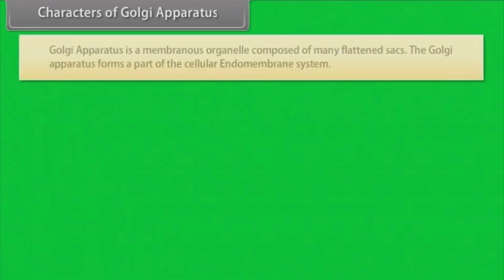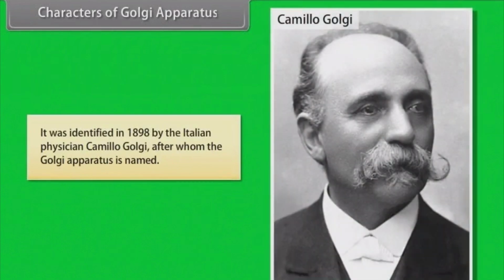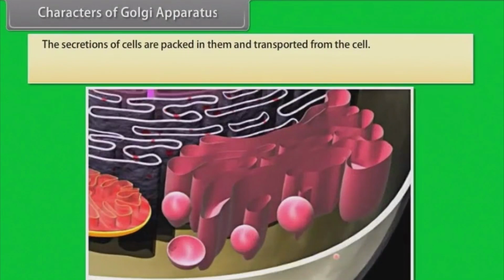Characters of Golgi apparatus. Golgi apparatus is a membranous organelle composed of many flattened sacs. The Golgi apparatus forms a part of the cellular endomembrane system. It was identified in 1898 by the Italian physician Camillo Golgi, after whom the Golgi apparatus is named. The secretions of cells are packed in them and transported from the cell.